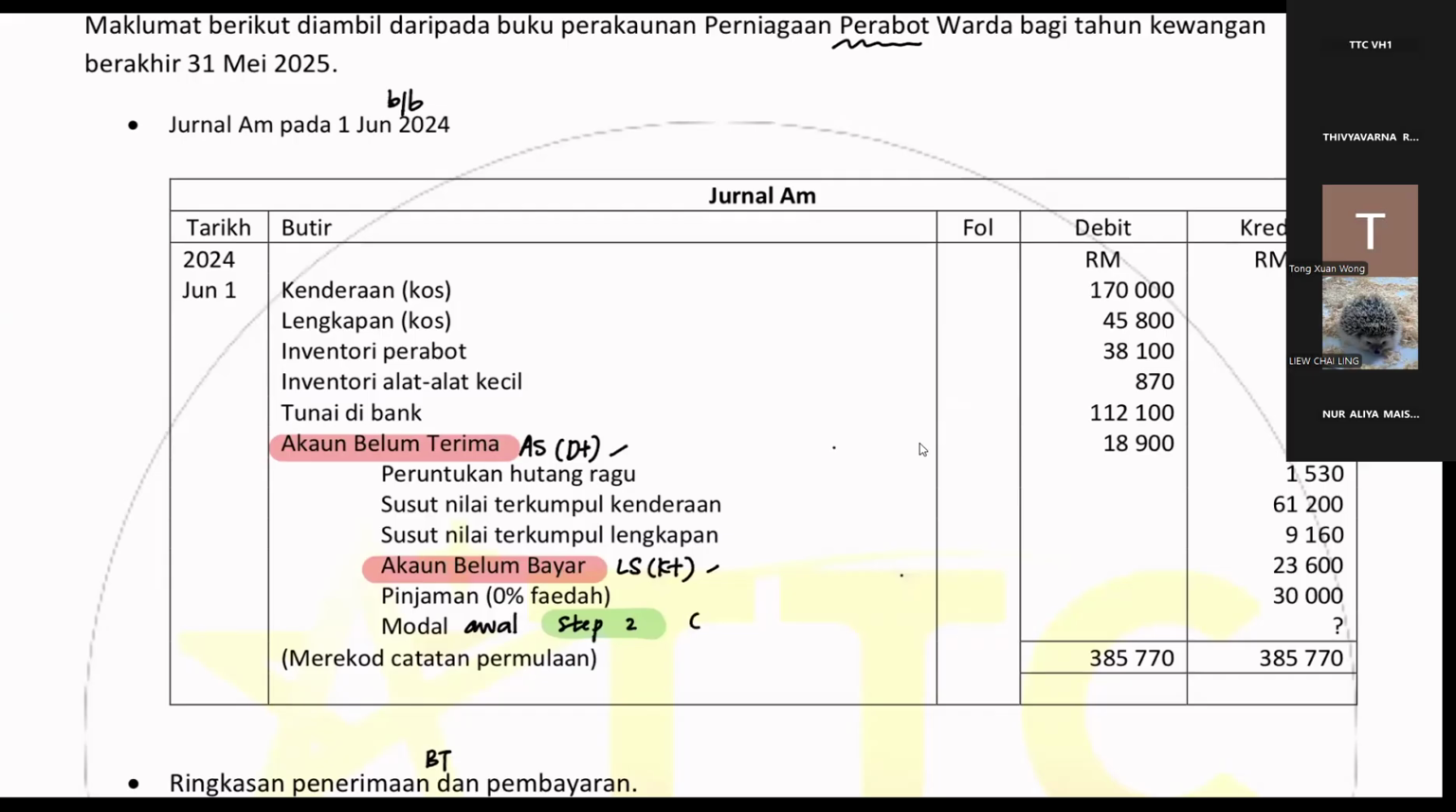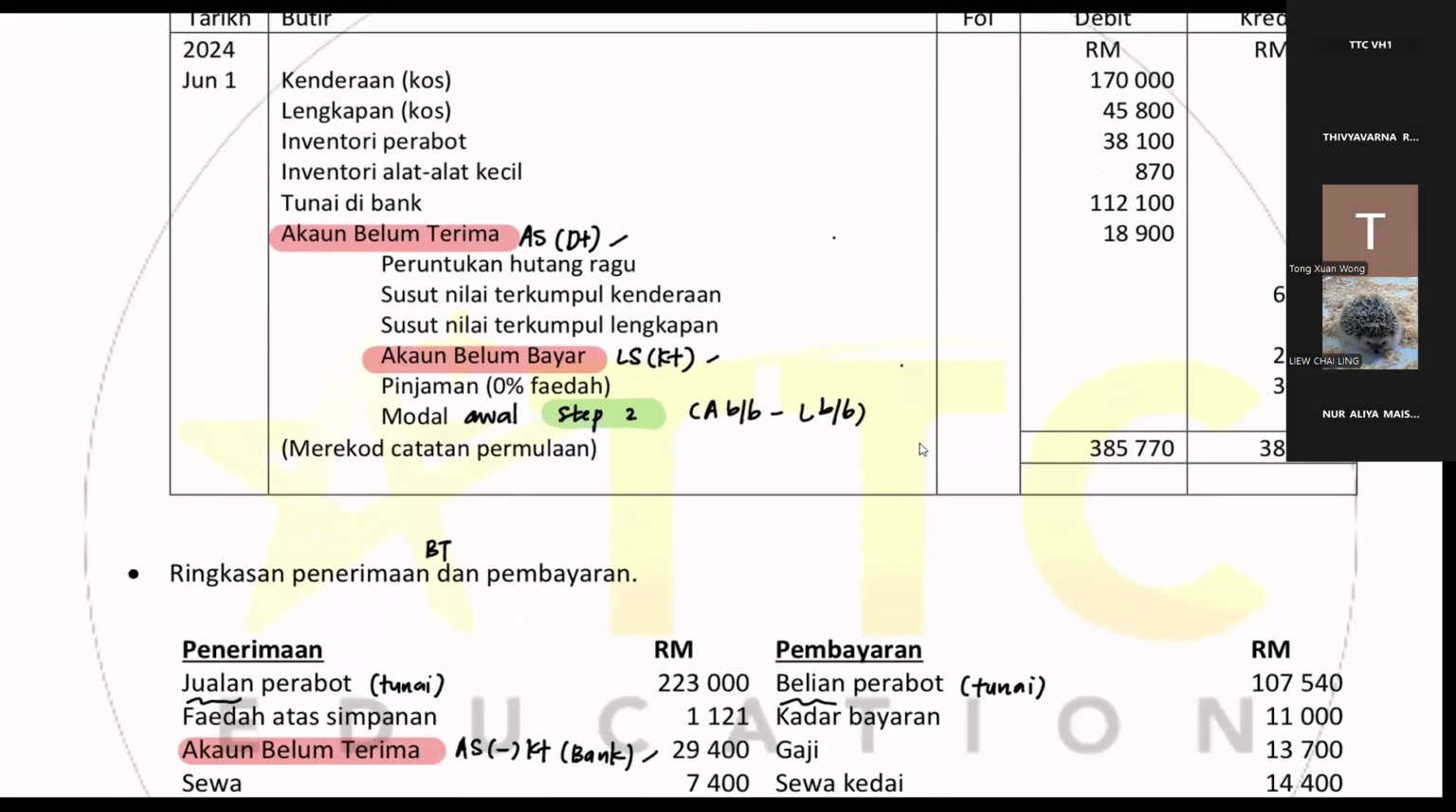So the formula will be get your asset awal, that means it's Baki BB, minus liability Baki BB also. This is the formula. But for this question, we can take advantage for this journal arm because they give us a total for debit and credit side already. It's just that the modal awal is missing, right? So what you're going to do is you just need to take your total minus the rest in the credit here to find the difference here. So basically, you just need to take the total minus all this figure.